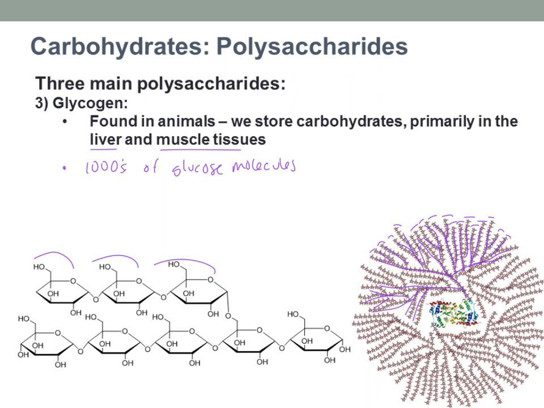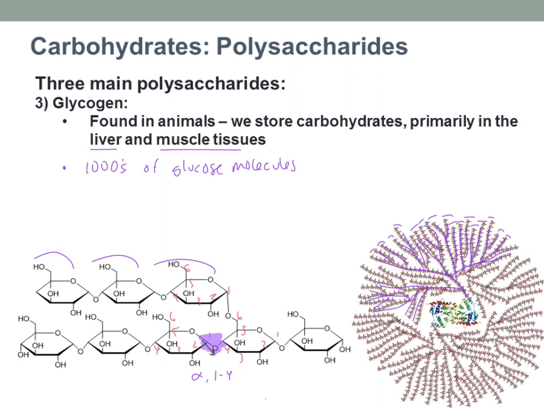So let me draw some numbers on here for us. 1, 2, 3, 4, 5, and 6. 1, 2, 3, 4, 5, 6, and 1, 2, 3, 4, 5, 6. We should see a familiar linkage here, right? So if you look at this spot, looks like we have our nice alpha 1, 4 again, just like amylose had. Because at carbon number 1 here, we're moving in a downward direction. So that's alpha 1, 4.